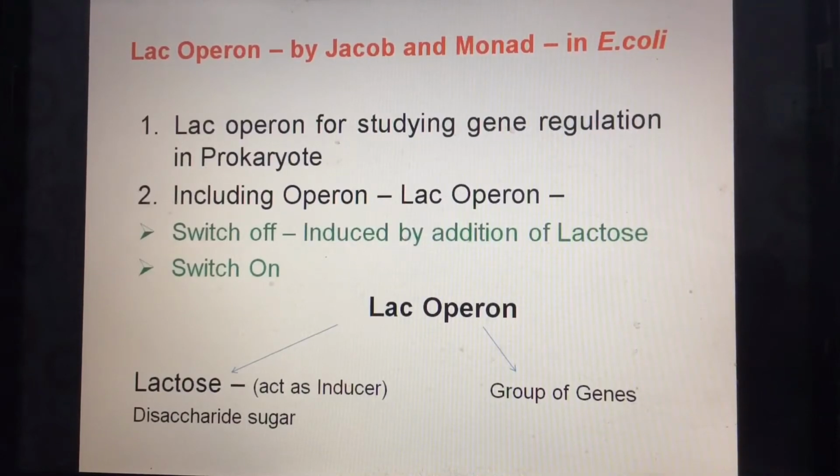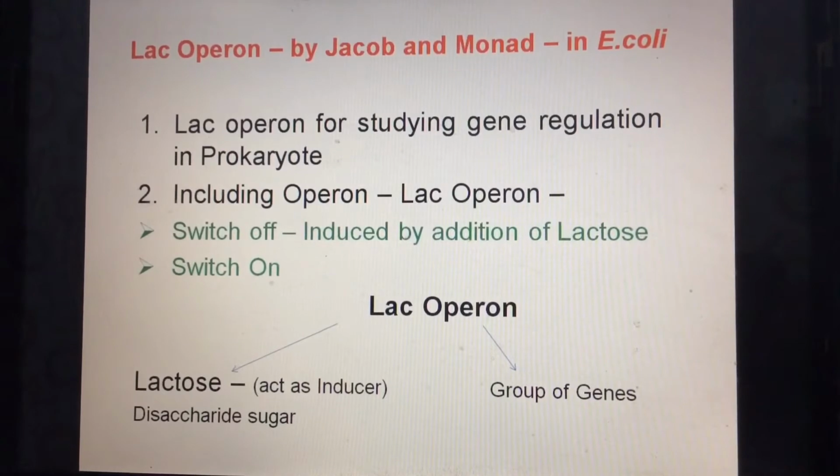We are going to start some scientific research update on the experimental model Lac Operon. This is a type of genetic regulation pathway that shows how prokaryotic organisms regulate their gene expression. What is the meaning of Lac? What is the meaning of operon? You can understand operon means a group of genes.